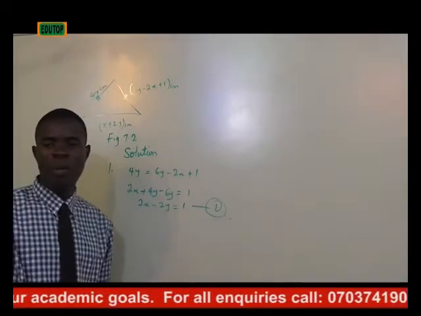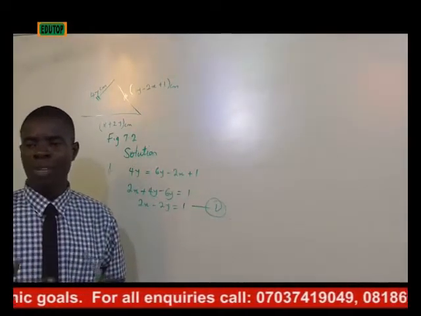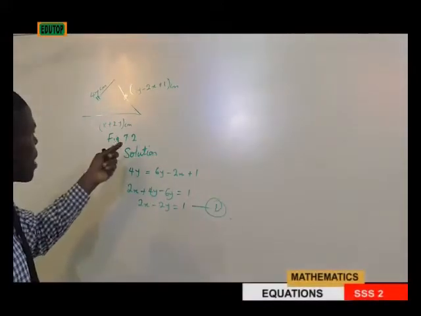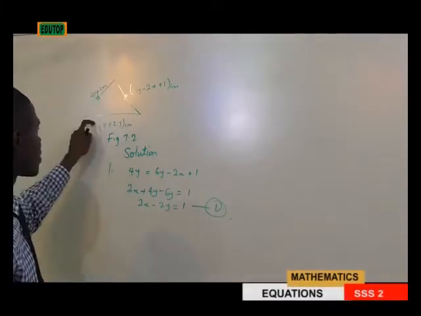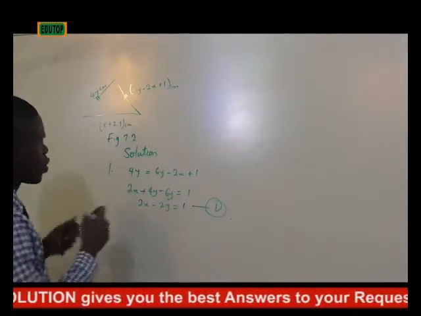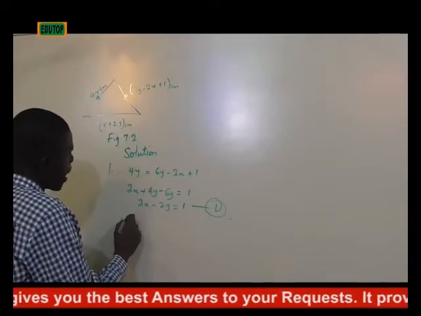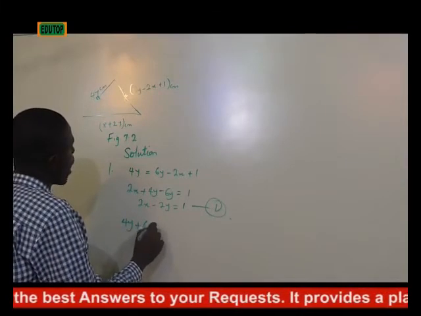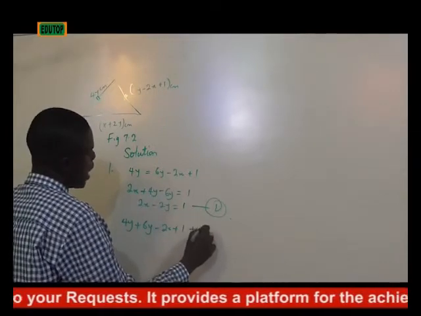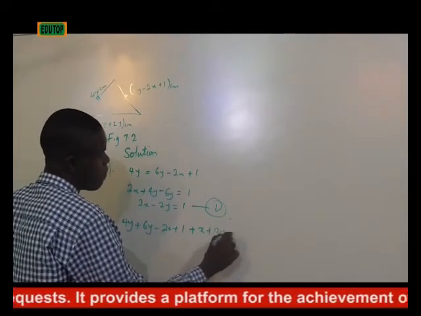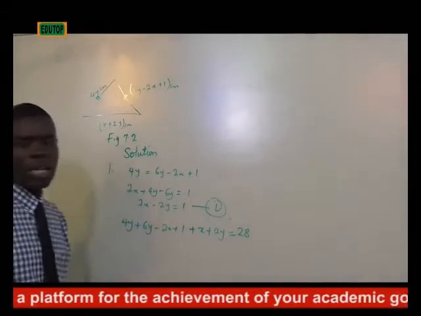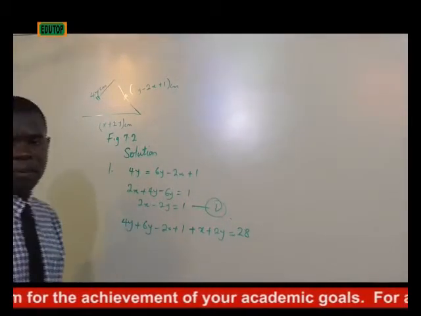And the question still moves on to say that the perimeter of the isosceles triangle is 28. And you know what a perimeter is. We are adding the three sides. That is what the perimeter is. You add the three sides. So that means 4y plus 6y minus 2x plus 1, then plus x plus 2y. Everything is added up to 28 based on the statement.